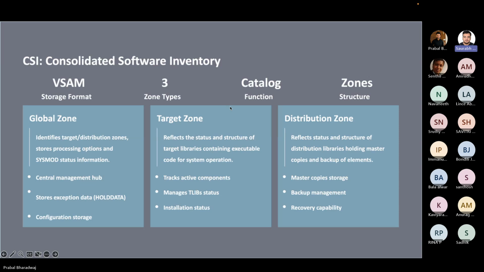If we go to the first zone, the global zone: the global zone acts as the control center of the SMP. It knows which target and distribution zones exist. It tracks their status. This is also where HOLDDATA is stored. We will understand it more deeply later, but it is information about fixes that should be delayed or handled carefully.